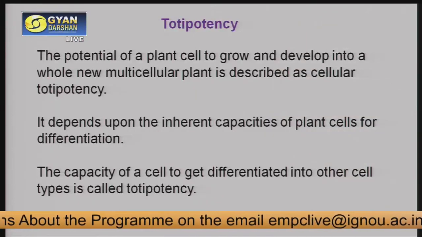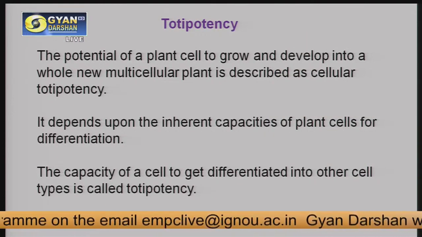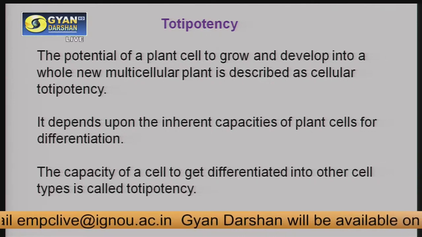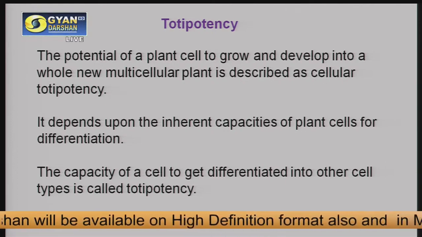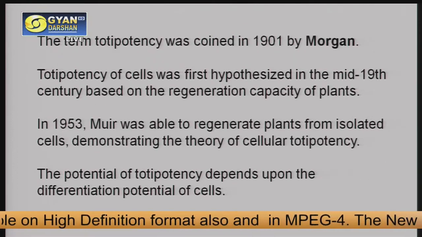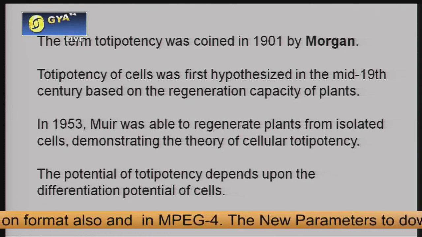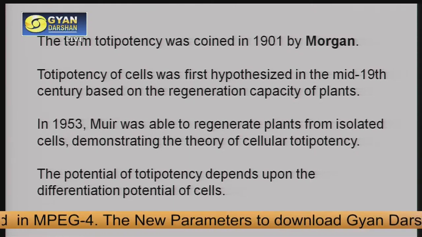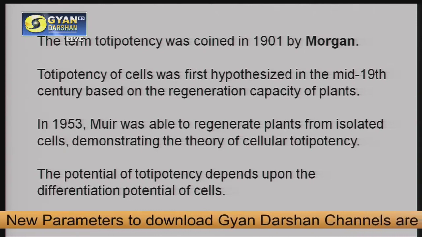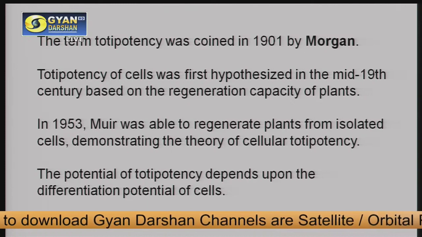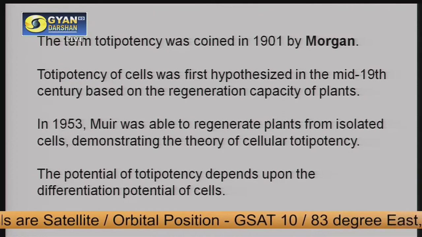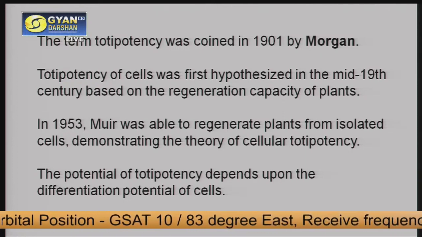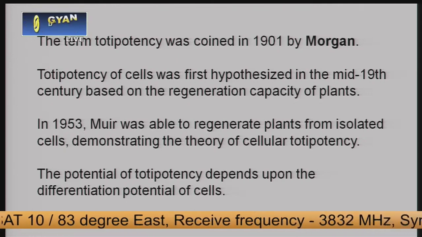The potential of a plant cell to grow and develop into a whole new multicellular plant is described as cellular totipotency. It depends upon the inherent capacities of plant cells for differentiation. The capacity of a cell to get differentiated into other cell types is called totipotency. So this is a very unique property of any plant cell, and this term was given by Morgan in 1901. Later on, other scientists used this potentiality to develop different plants from different plant species by isolating certain plant cells and growing them in the culture medium.